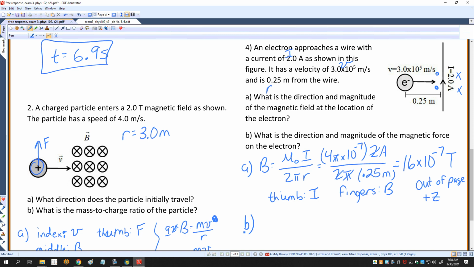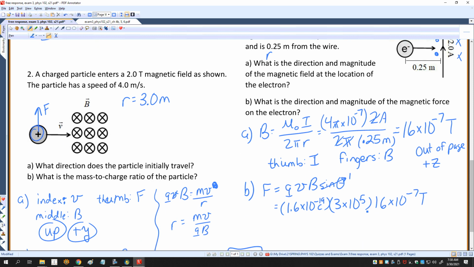And now for B, I want to know what is the direction and magnitude of the magnetic force on the electron. So first, I can just calculate the force. That's QVB sine theta. Here, those two are perpendicular to one another, so that's sine of 90, which is equal to 1. And I have an electron that's 1.6 times 10 to the minus 19 coulombs. That's on your equation sheet. The velocity is 3 times 10 to the 5th. And then the magnetic field I found is 16 times 10 to the minus 7 Tesla.